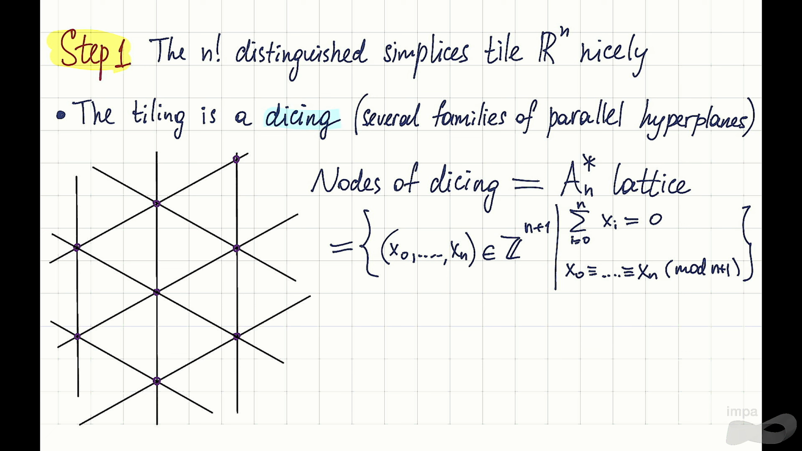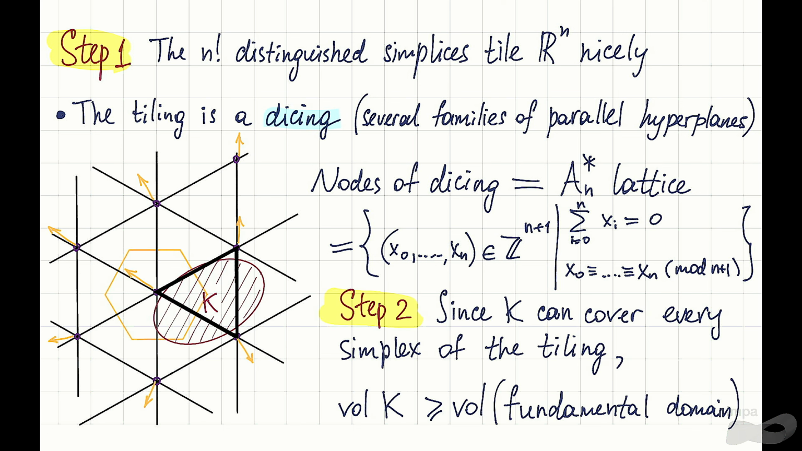It's dual to the root lattice A_n, or some people would call it the weight lattice of type A_n. Okay, whatever, I just wrote it down. You can think of it lying inside the hyperplane in dimension n+1 with sum of coordinates being 0, but it essentially lives in an n-dimensional space. And step number 2 goes through nicely without any changes, and you can prove that since K can cover every simplex of this tiling, its volume is bigger than the volume of any fundamental domain.